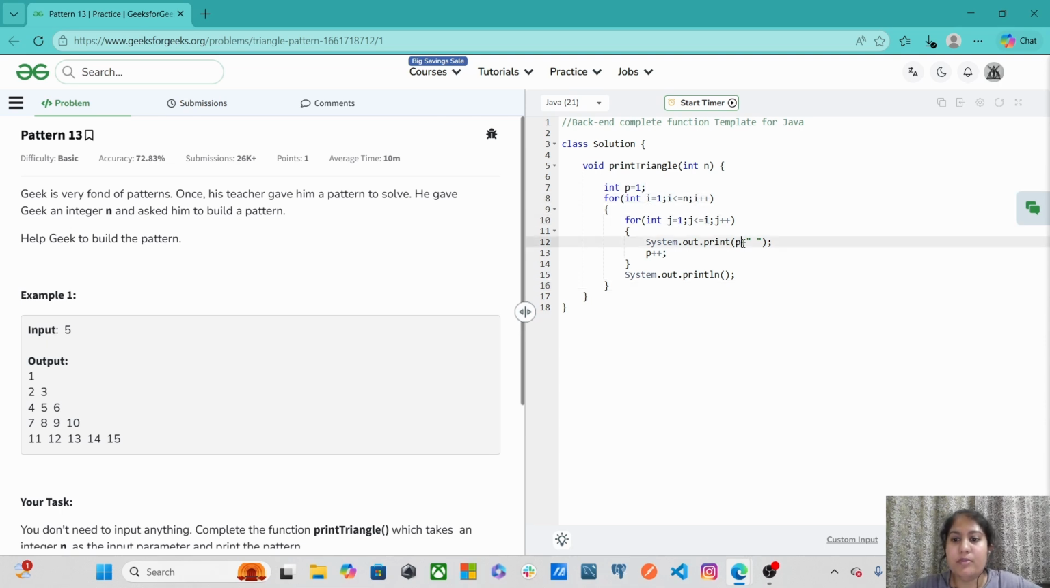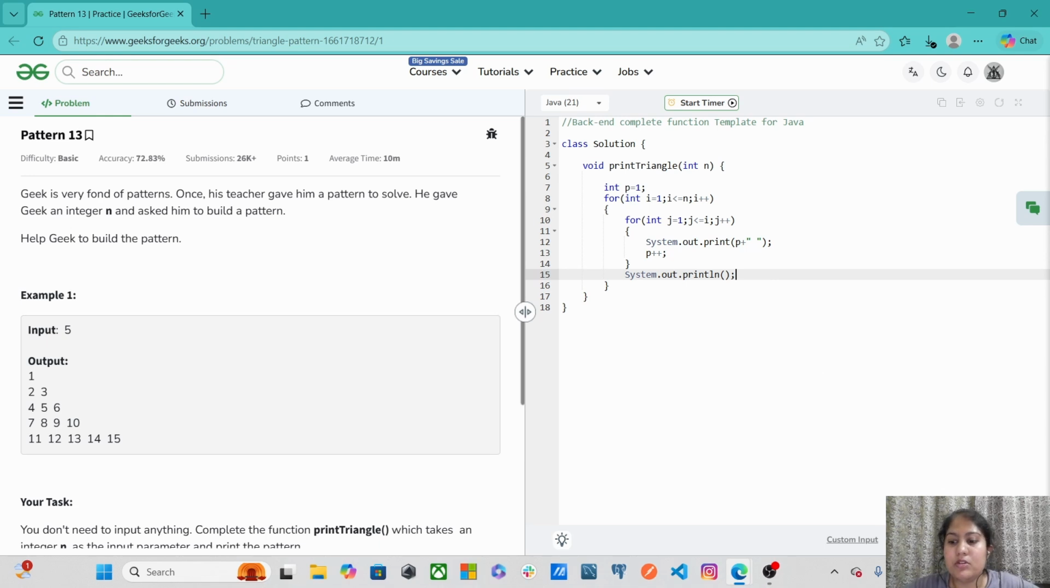Got it? For printing, as we can see, our printing value never resets. Hence, we are taking another integer p and initializing it with 1. Then we are printing it inside our inner loop and incrementing our p as usual. After the inner loop ends, we are changing our row using system.out.println. That's it guys, that's it.